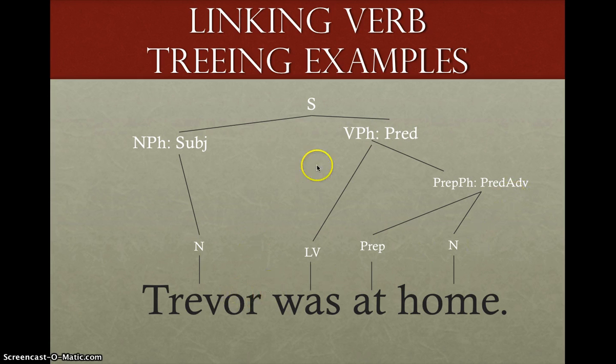Alrighty. So we again have sentence, noun phrase subject, verb phrase predicate. We have one simple noun, a linking verb, and then a prepositional phrase. And then all you do is, by marking that prepositional phrase the predicate adverb, you let me know that you're completing the other half of a linking verb. A linking verb needs to have either a predicate noun, adjective, or adverb. So if you're left with a prepositional phrase, make sure you mark it predicate adverb. Then you have your preposition and your noun.